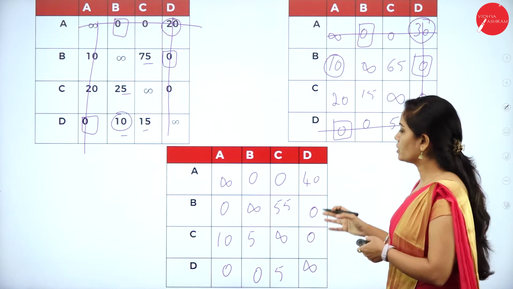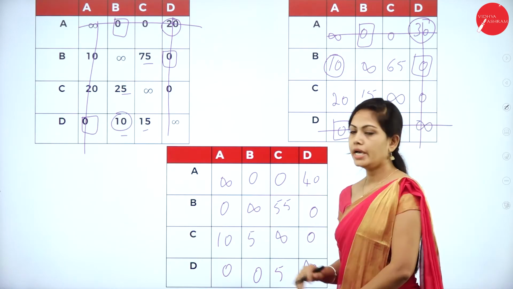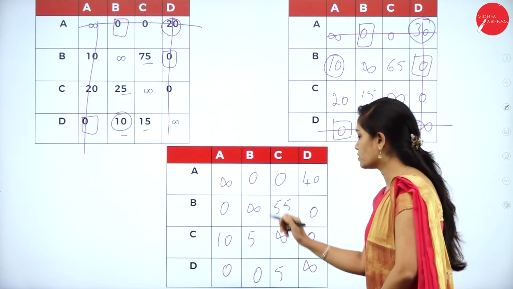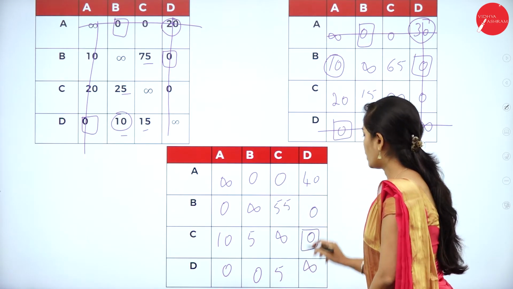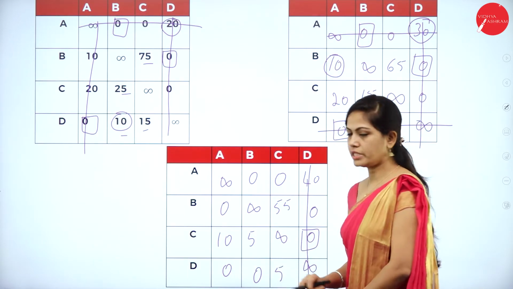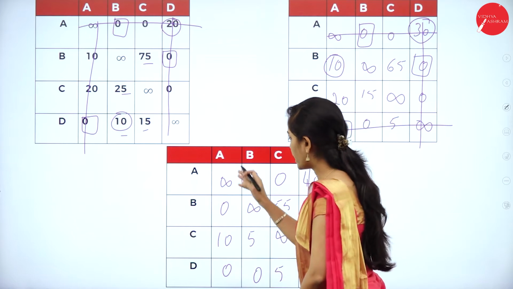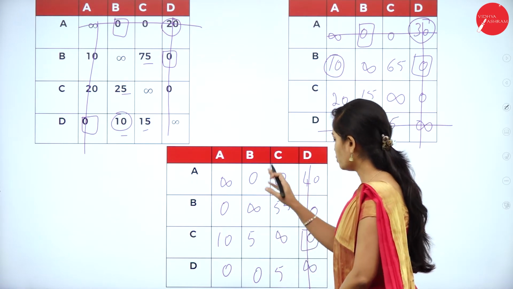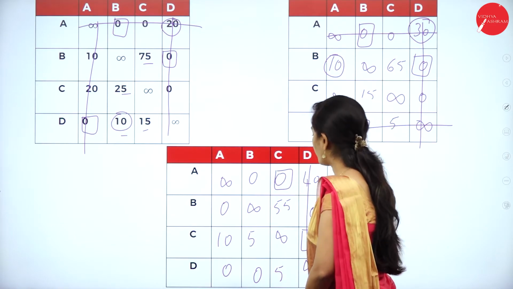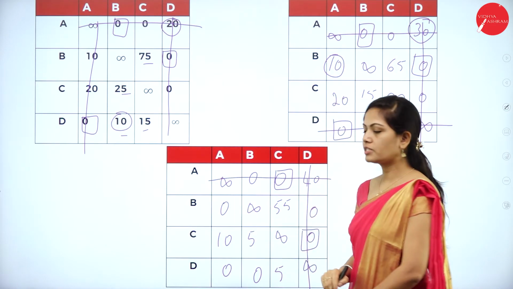Now again you can do the row scanning and column scanning. In the first row I have 2 zeros, I will skip this. In the second row I have 2 zeros. In the third row I have 1 zero and put a vertical line. And in the fourth row I have 2 zeros. Next is column scanning. In the first column I have 2 zeros, in the second column I have 2 zeros, in the third column I have 1 zero and put a horizontal line.